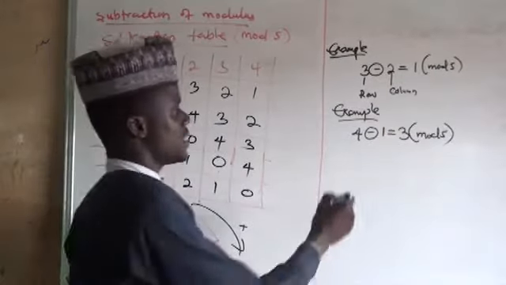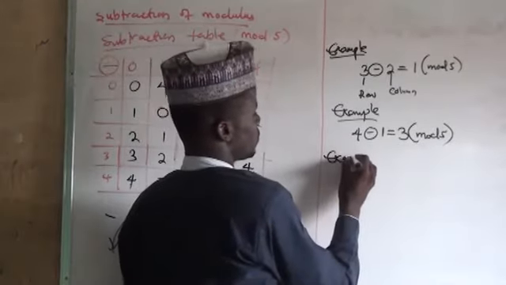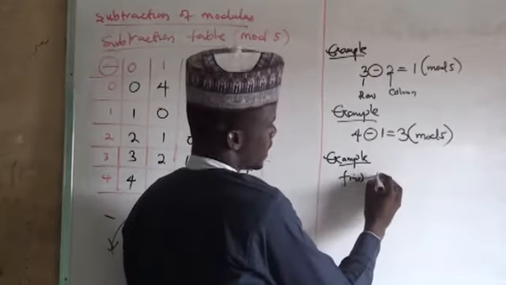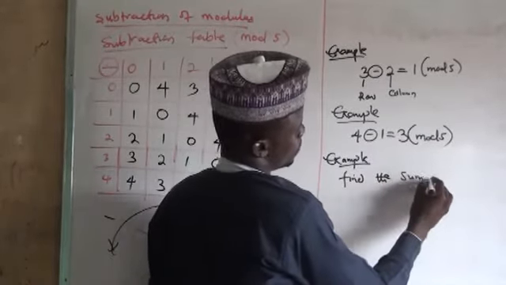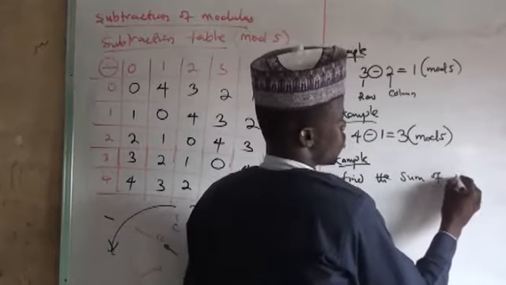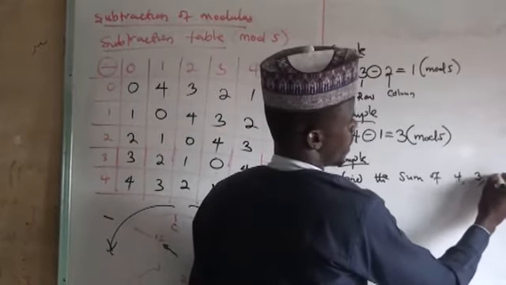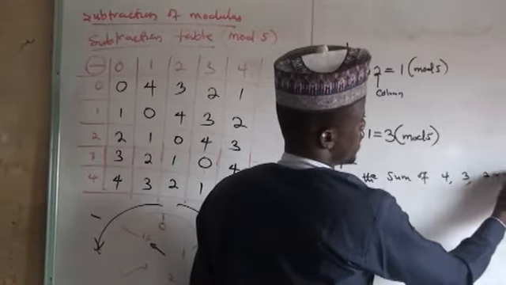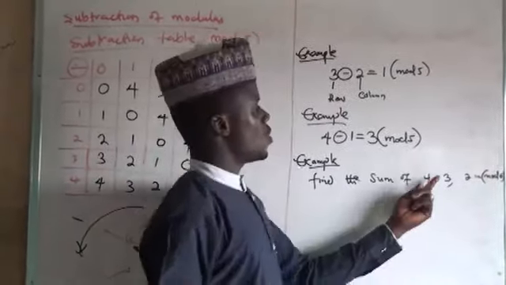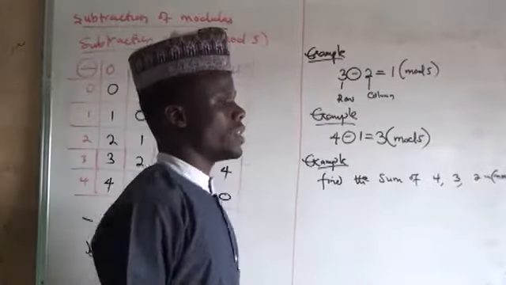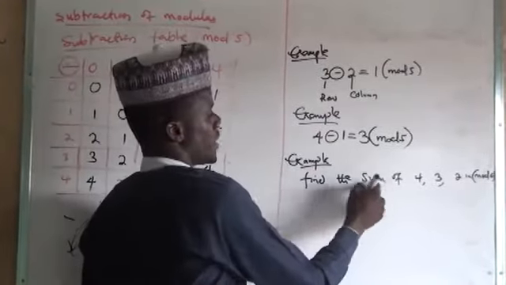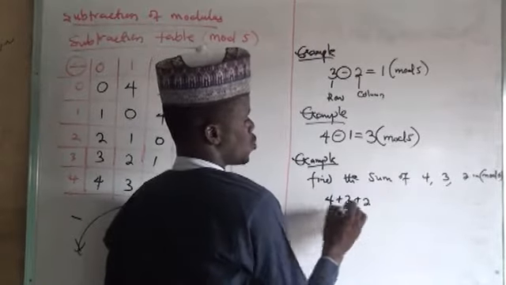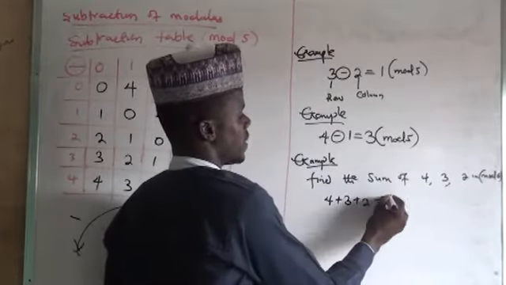And also we have an example. They say find the sum of 4, 3 and 2 in mod 6. Now what we're going to do is find the sum of all these numbers. Here we say 4 plus 3, then plus 2. Here we have 9.